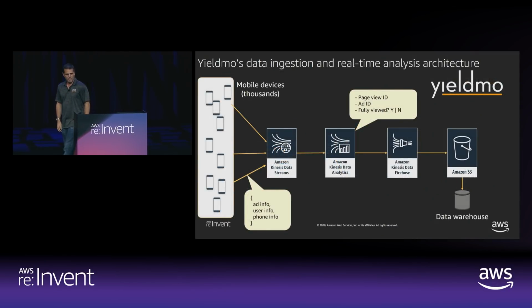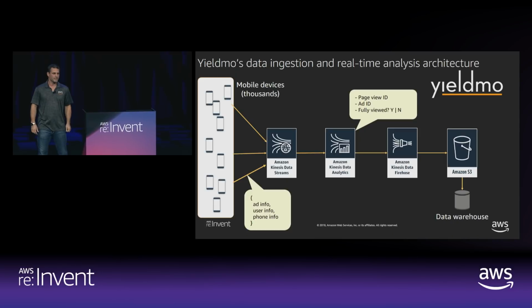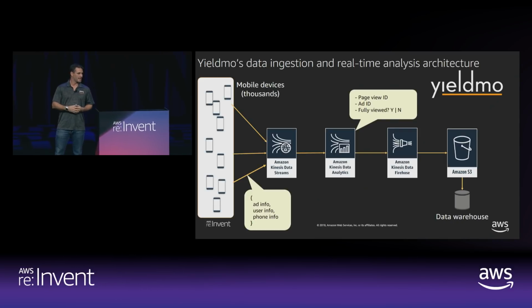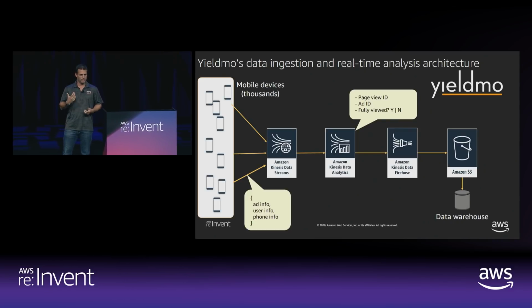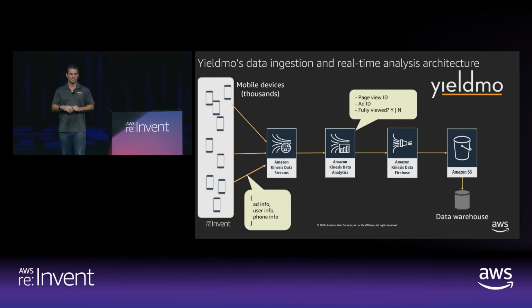Another example that we're going to step through is Yieldmo. They have thousands of mobile devices out there that are getting sent through a data stream. What they're running is data analytics now. So in the first example, through Hearst, they're using Lambda. What that means is their developers wrote function code, little functions, to process the real-time data and then store the data into a Dynamo table.